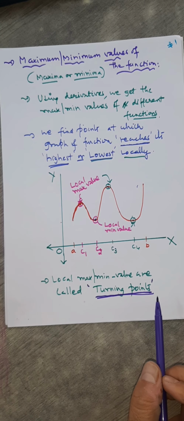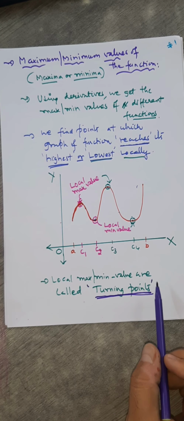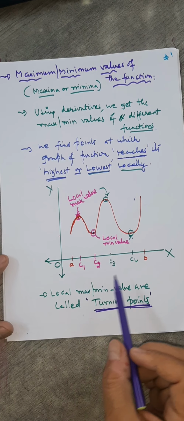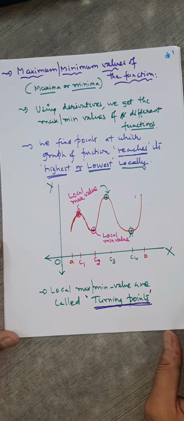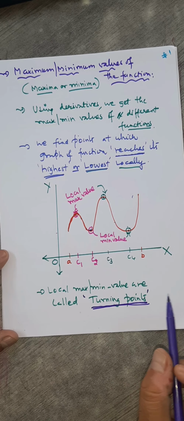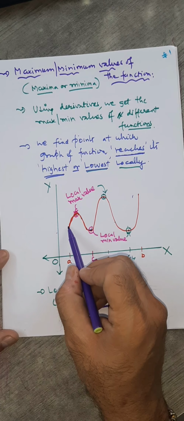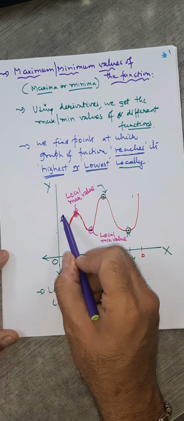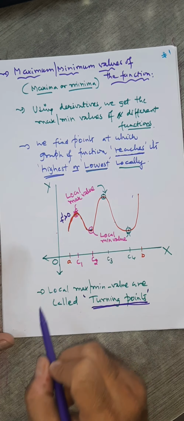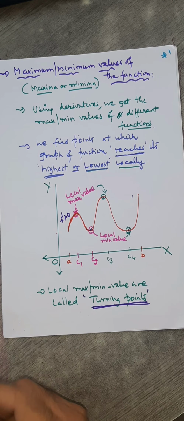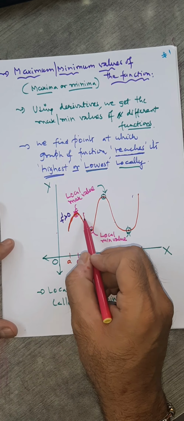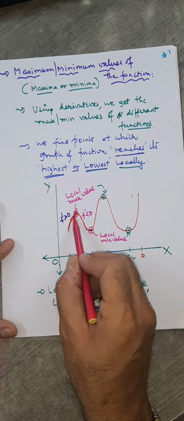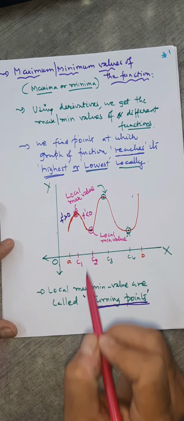Local maximum values or local minimum values, these are called what? Local maxima or minima, right? We'll do all these things with the help of derivatives because this is a part of application of derivative. Now here, in this function, in this portion, the function increases. So if you remember the earlier section, its derivative is positive, right? In this portion, the function decreases, so its derivative is negative. Here positive, here negative. That means at this place the derivative of the function must be 0.